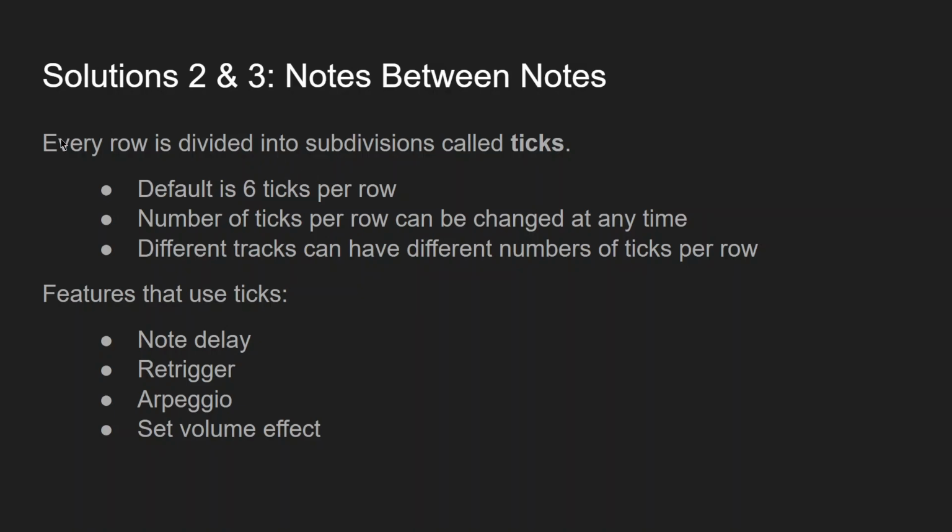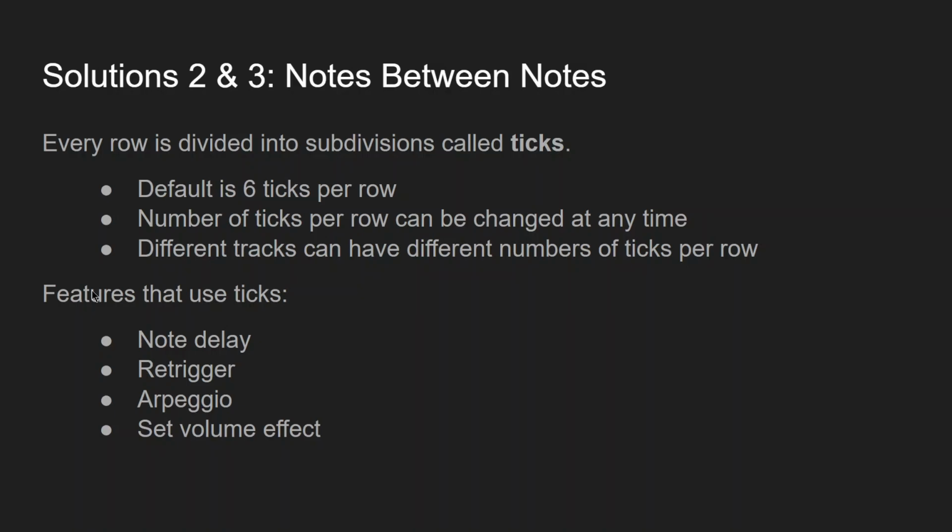Each row has its own subdivisions within it, and they're called ticks. By default, there's 6 ticks per row, but you could change that at any time. And I'm allowing different tracks to have different numbers of ticks per row, which is not normal. That's an extra feature that I've added.